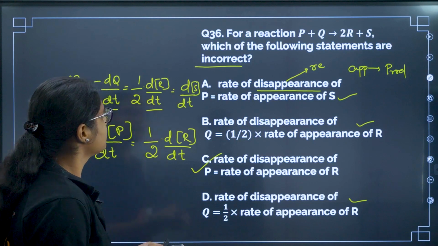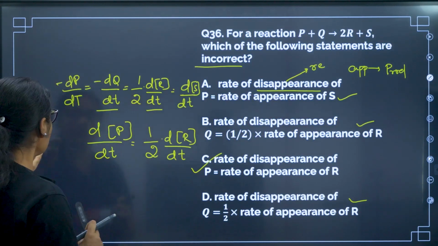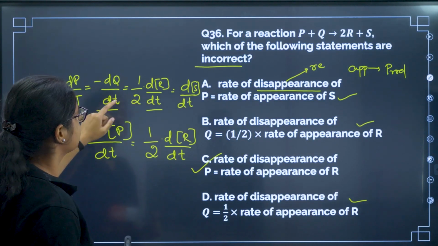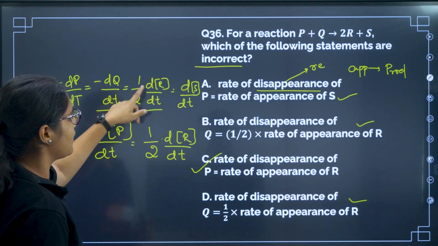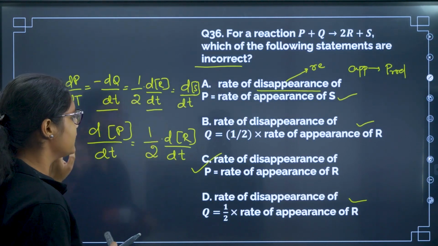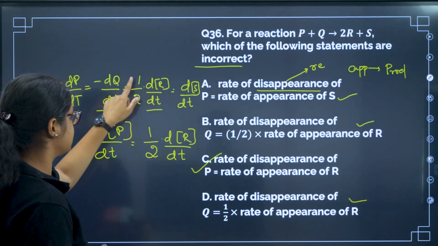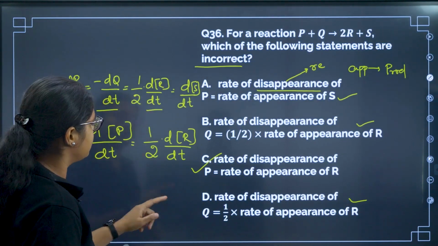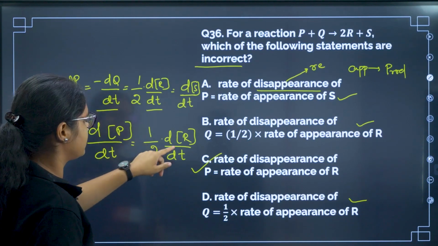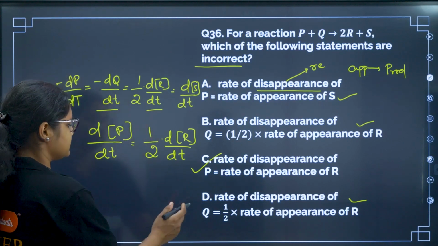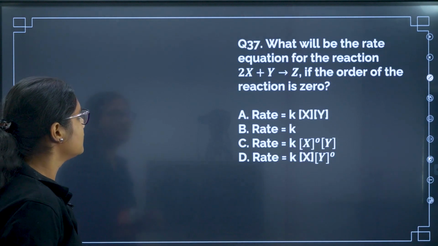Okay, once again we can see the statement which is incorrect. Rate of disappearance of P is equal to rate of disappearance of S, that is correct. Rate of disappearance of Q is equal to half of rate of appearance of R, that is also correct. Rate of disappearance of P is equal to rate of disappearance of R, that is incorrect because it is 1 by 2. And then we have rate of disappearance of Q is equal to half of rate of appearance of R. So yes, these three statements are correct. Statement C is incorrect.